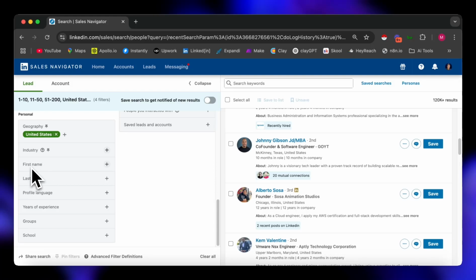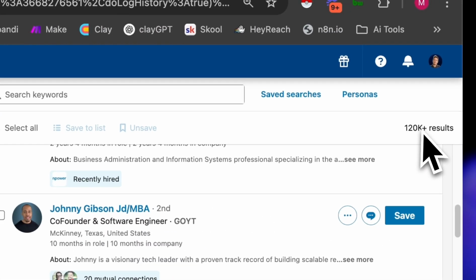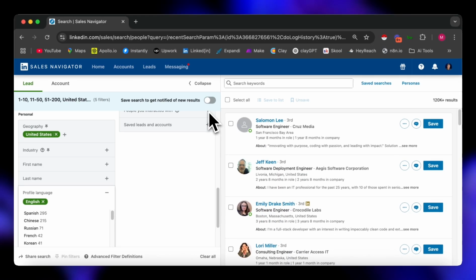Moving on down. First name, last name, probably not a big deal. In profile language, let's keep an eye on this. I bet it doesn't move at all. But when it comes to LinkedIn, LinkedIn implies on the ad side, essentially, for sure, that everyone speaks English. And most people are saying that they speak English so that they're marketable to an English-speaking audience, even if they have a light command of the language.